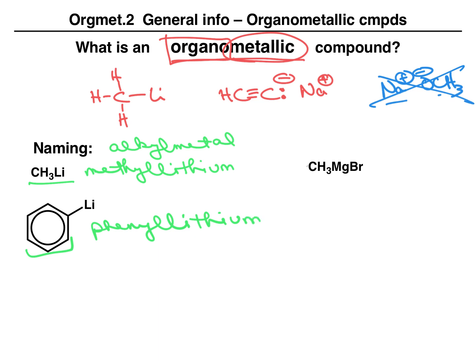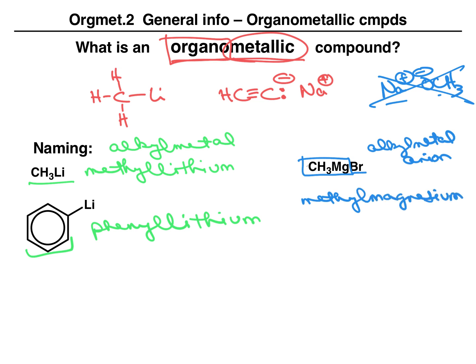For other types of compounds, we might need to name it as an alkyl metal anion. So here we're going to name our alkyl metal and then state what the anion is. So this is methyl magnesium bromide. So methyl magnesium is a single word and then a space and then bromide. So relatively straightforward in terms of naming. I just want to make sure that you've got the basics so that we can easily refer to an organometallic compound either by structure or by name.